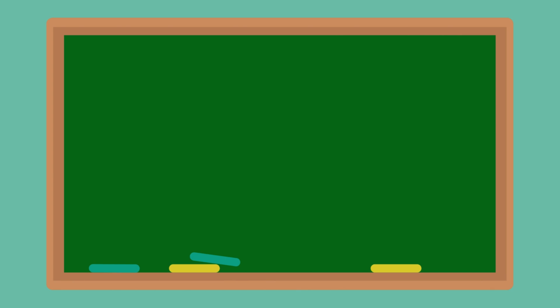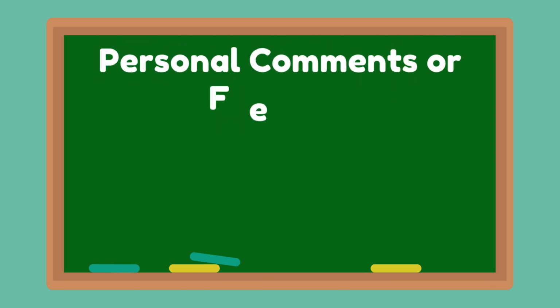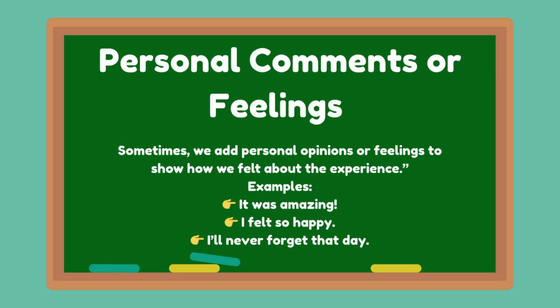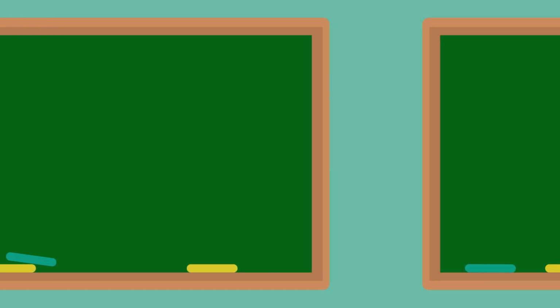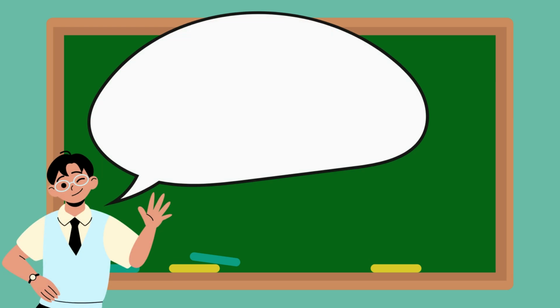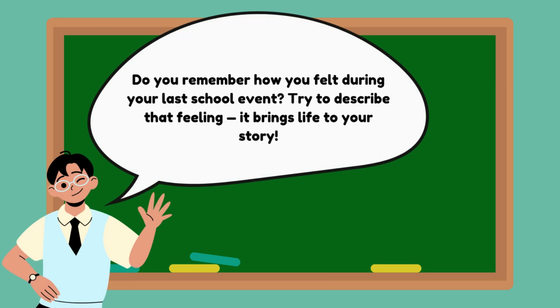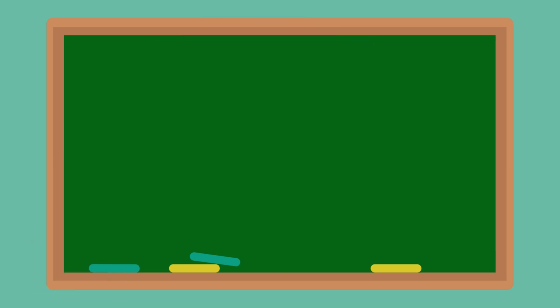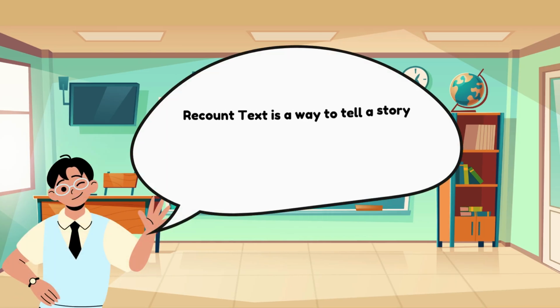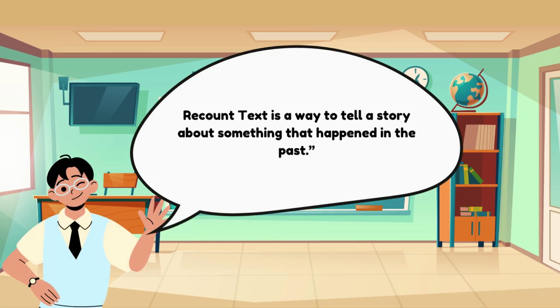The last language feature is personal comments or feelings. Sometimes we add personal opinions or feelings to show how we felt about the experience. Examples: it was amazing. I felt so happy. I'll never forget that day. Do you remember how you felt during your last school event? Try to describe that feeling. It brings the story to life.